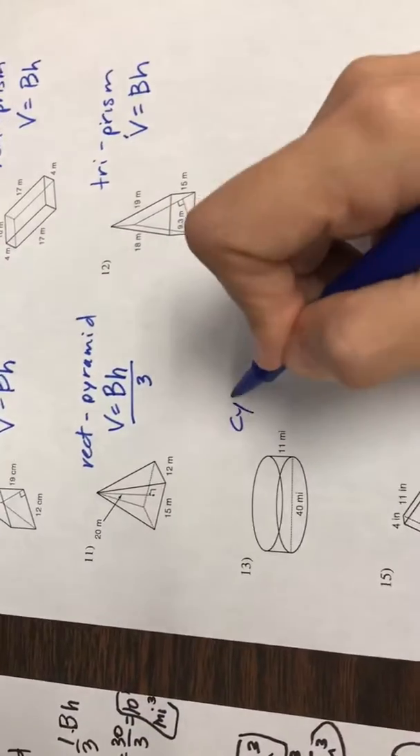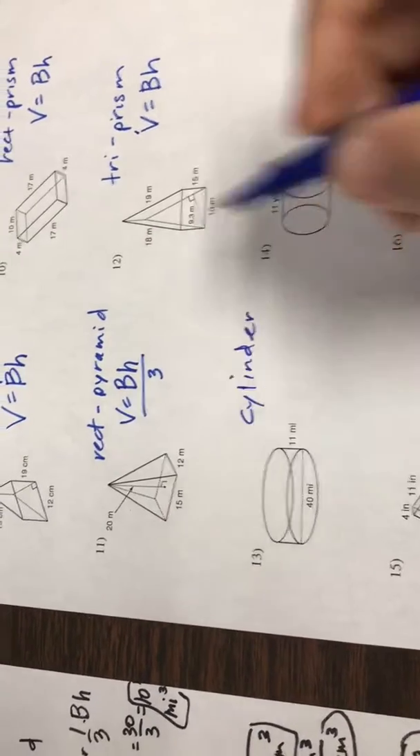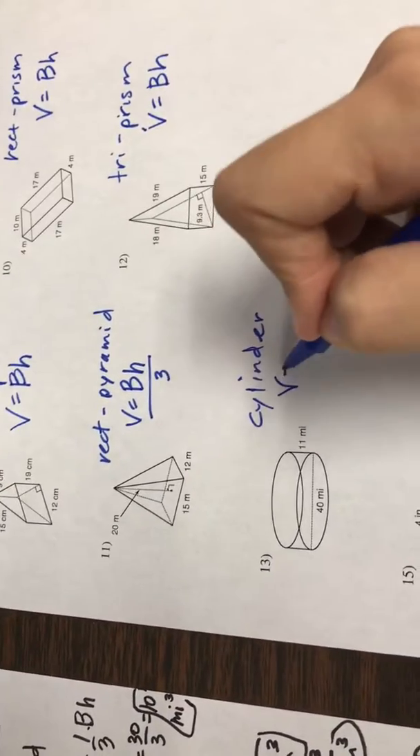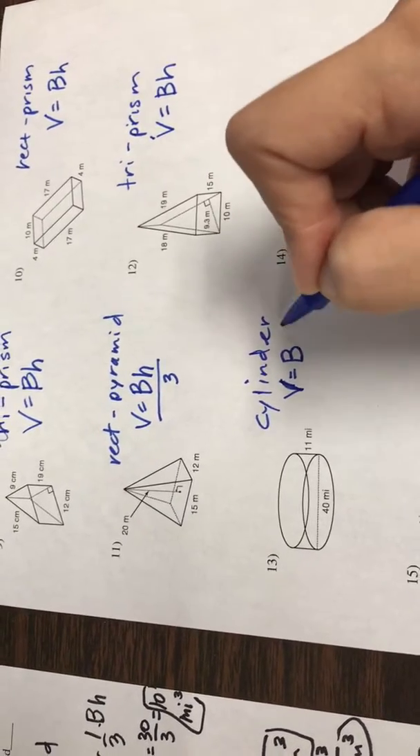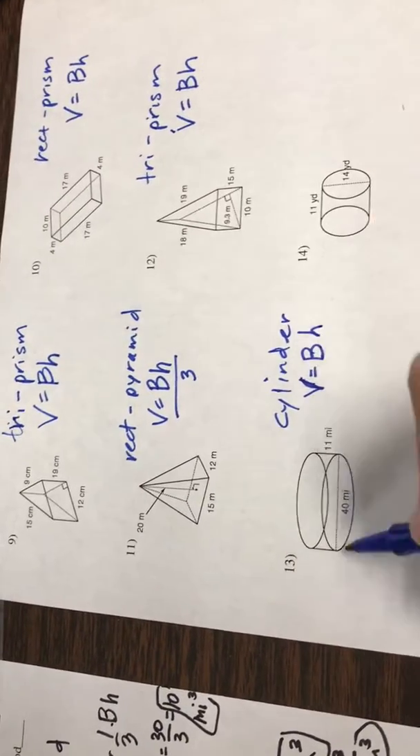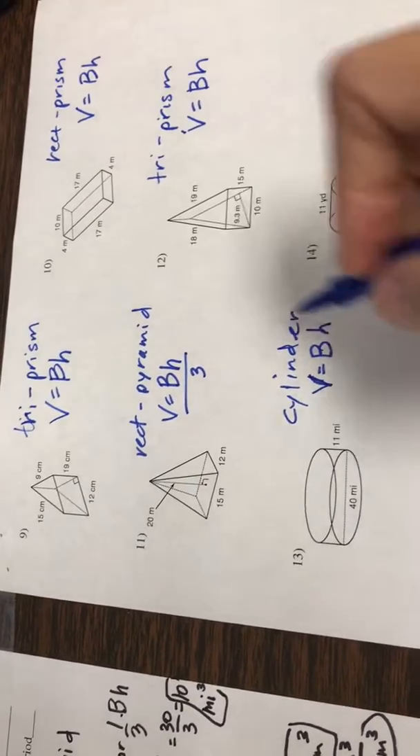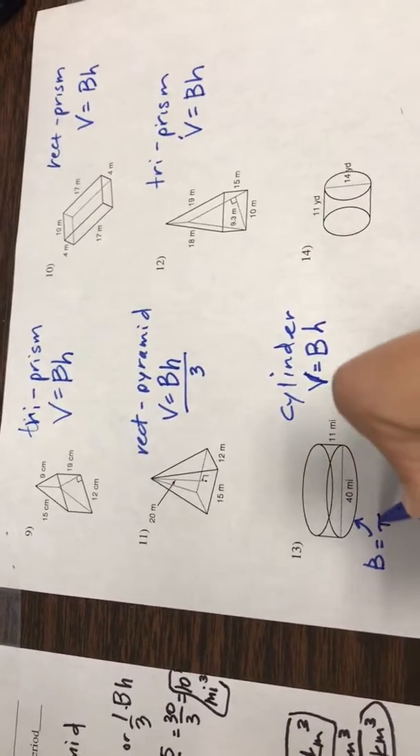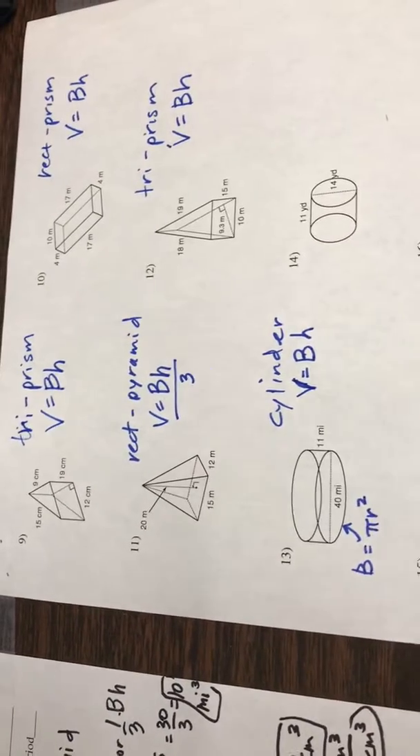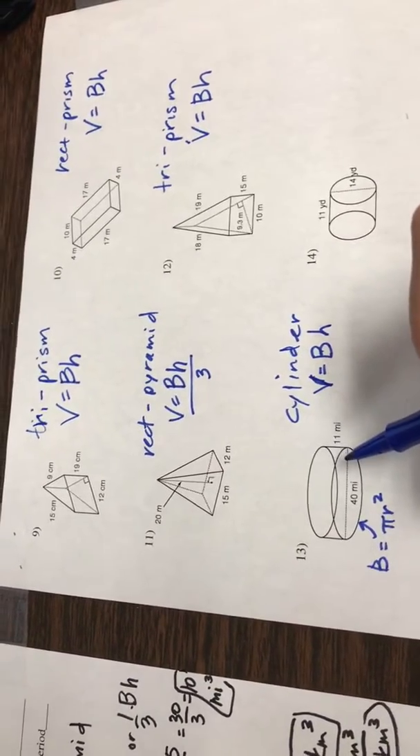Ooh, this is a cylinder because it's made by stacking circles. So same thing, the volume of anything in the universe is the area of the base times the height, but the base happens to be a circle. And so when we do this problem, the base is actually pi r squared because the base is a circle.